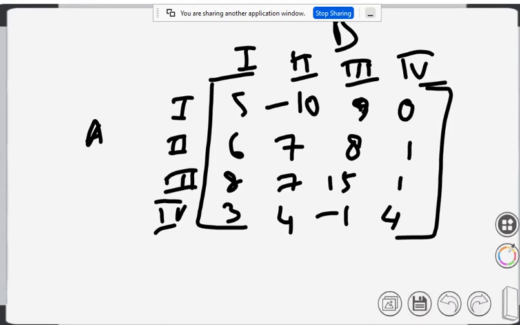As we can see, there are 4 strategies for both the players A and B, so we cannot use graphical method. Now, we'll check whether we can use the dominance property or not. So please write down the dominance property rule 1.